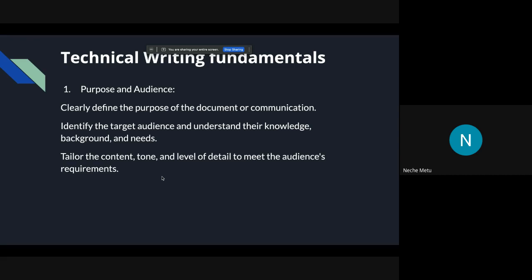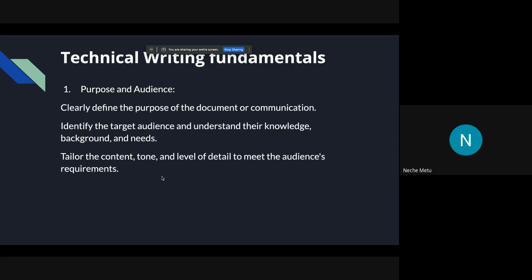Clearly defining the purpose of the document or communication. You have to be clear. For example, I'm writing a documentation on why people above maybe 50 have arthritis in their legs. It is clear that the purpose is to find out the reason why people above 50 have arthritis. It's very specific, it's clear, it's defined. The purpose of the document or communication is very clear.